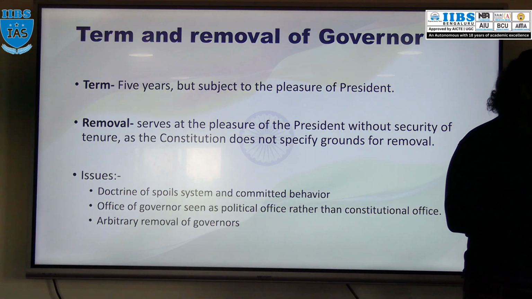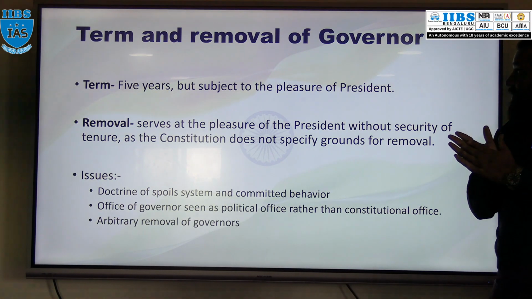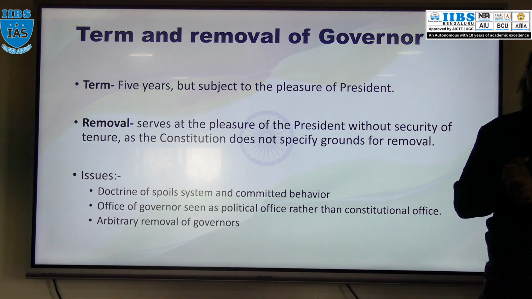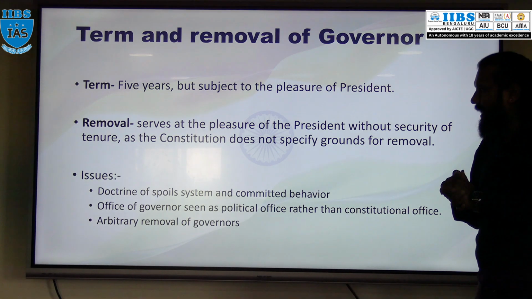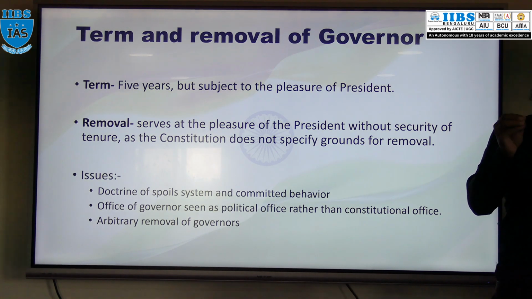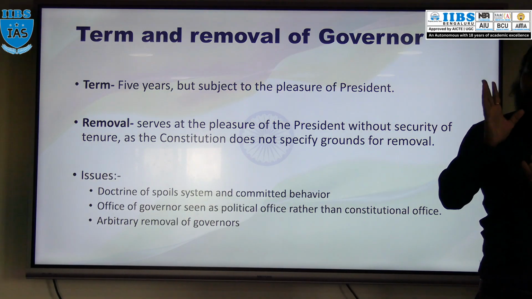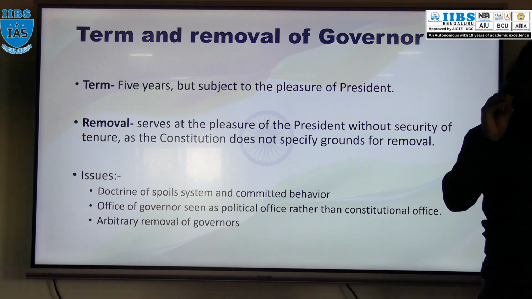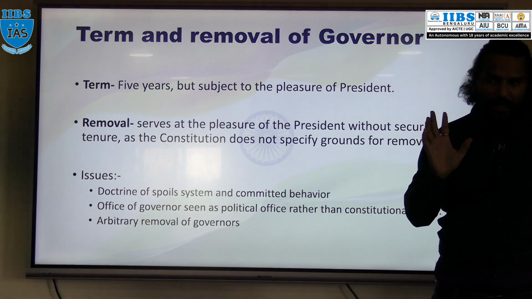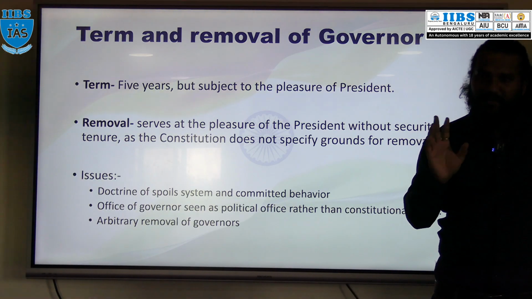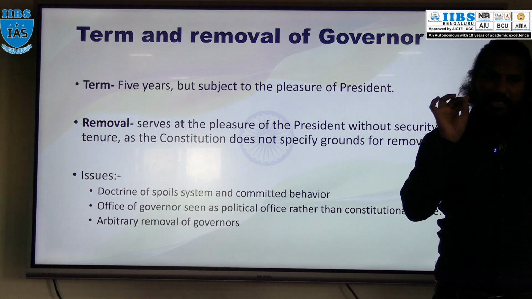Okay. Then what are the tenure and removal of the governor? See, in the constitution it is nowhere mentioned that the tenure of the governor is 5 years. It is nowhere mentioned.